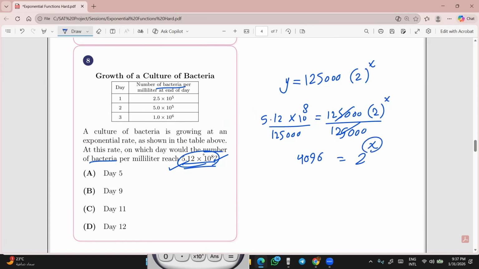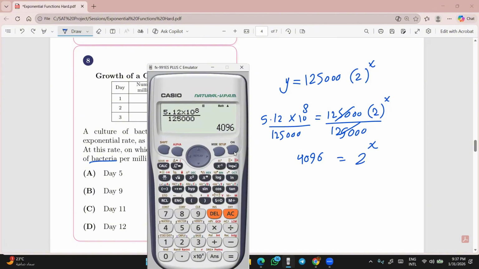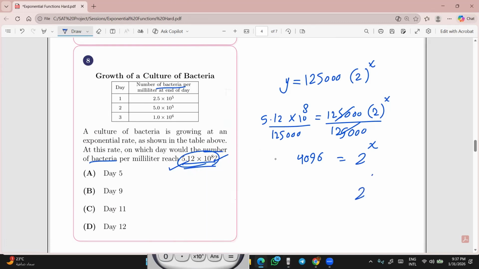How can we get x here? There is a very easy method on the calculator. Remember this. How can we get the answer? We write the number 4,096 equals, in order to drop it down, and then click shift and the comma button, like this. So 2 to the power of 12. So this 2 to the x is the same as 2 to the power of 12. And this is a very easy and helpful method.